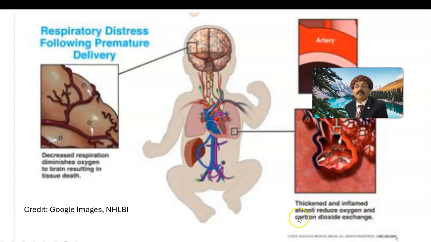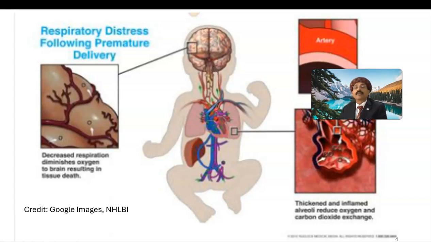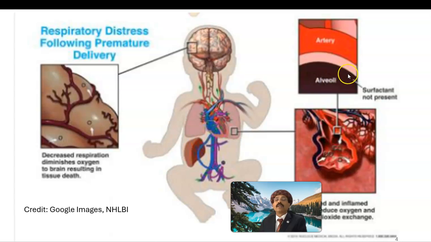Thickened and inflamed alveoli reduce oxygen and carbon dioxide exchange. So we'll get hyaline membrane here. This is the artery. This part is the alveoli and will get thickened hyaline membrane. So this is the respiratory distress syndrome. And this image has been taken from Google, NHLBI, National Heart, Lung and Blood Institute.